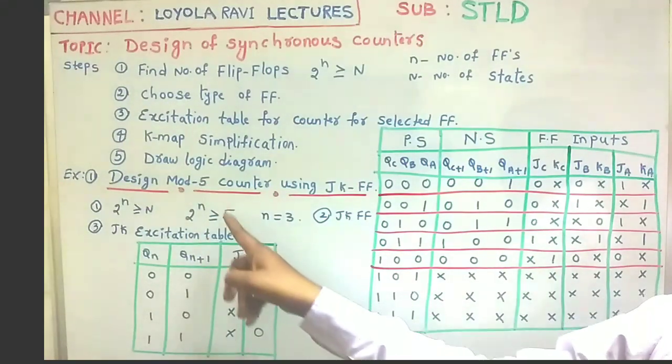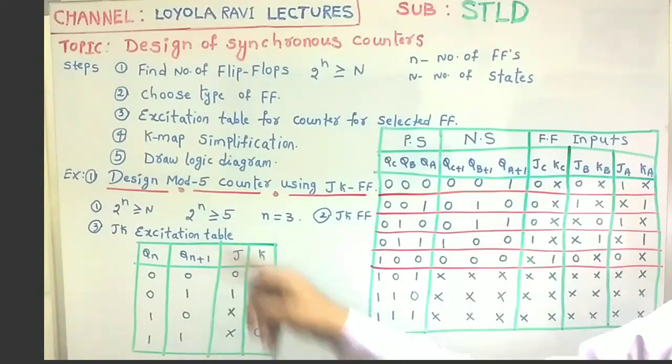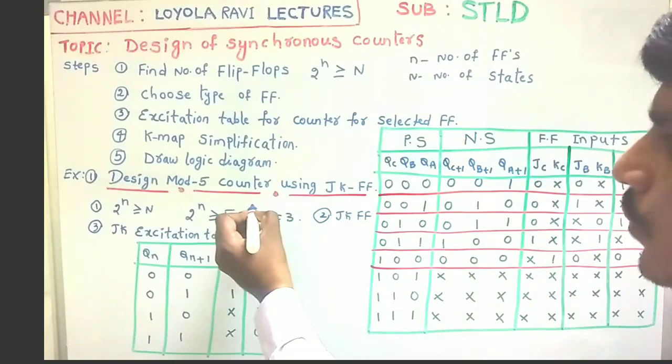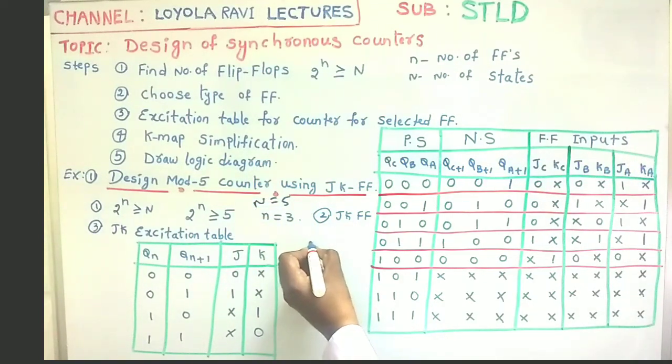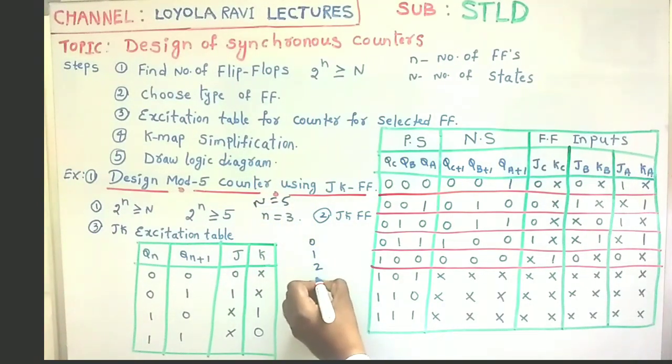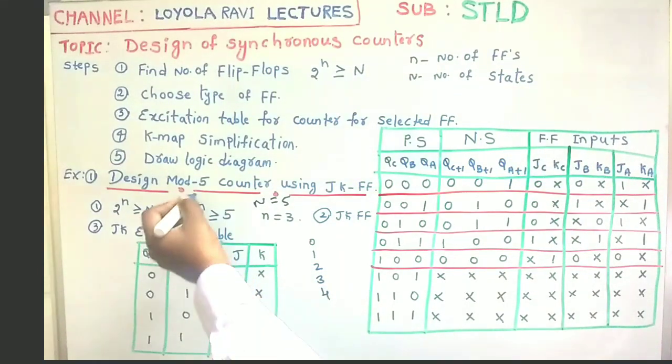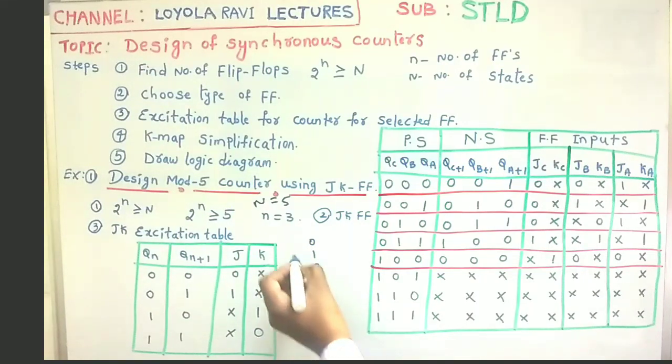So 5 states we are going to count. That's why capital N is equal to 5. What are the states? 0, 1, 2, 3 and 4. A mod 5 counter will count from 0 to 4. This is 1, 2, 3, 4, 5, so the total number of states is 5.